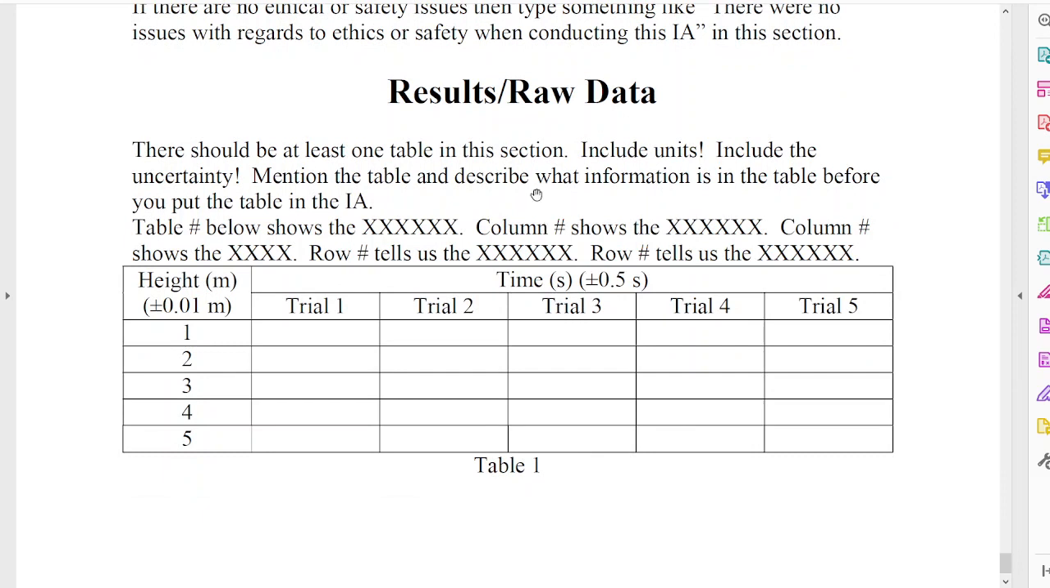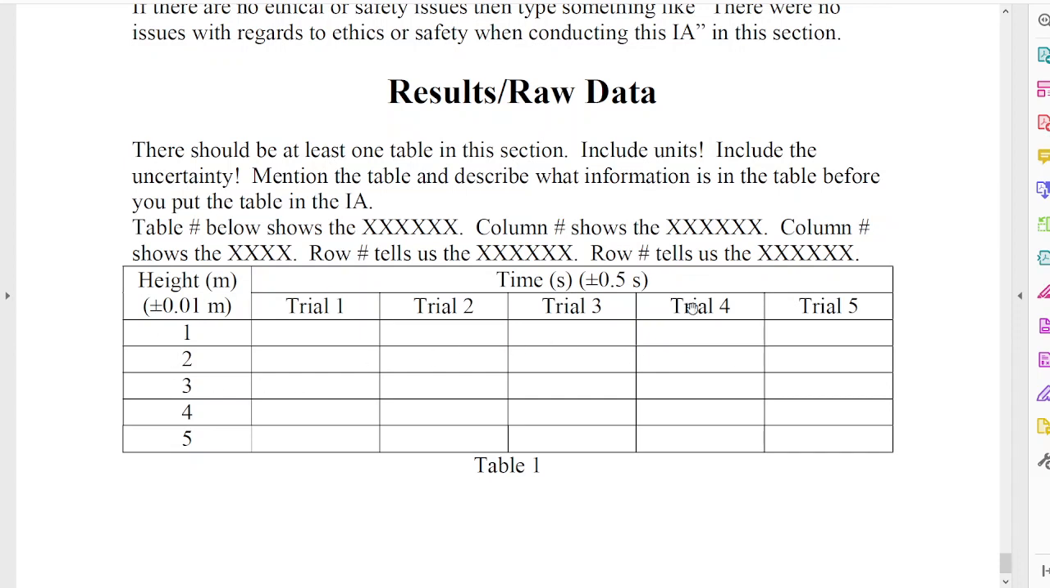Next section, results/raw data. There should be at least one table in this section, include units, include the uncertainty, mention the table, and describe what information is in the table before you put the table in the IA. So, for example, table number 1 below shows the something. Okay? Column 1 shows the something. Column 2 shows the something. Row 1 tells the something. Row 2 tells the something.